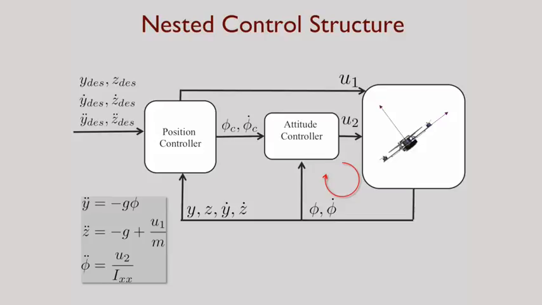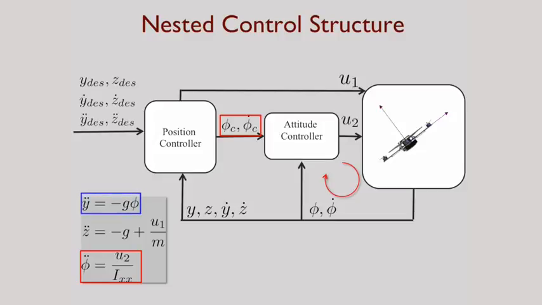On the bottom left, you see the equations of motion. If you look at the last equation, you can essentially get the relationship between u sub 2 and phi double dot. This is a linear second-order differential equation in one variable, and it's not too hard to determine u sub 2 so that phi converges to phi sub c. Let's assume we can do that and go to the next subproblem.